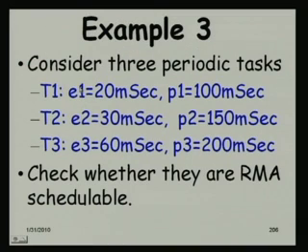Let us take an example. There are 3 tasks here: T1 has runtime 20 milliseconds and period 100 milliseconds, T2 has runtime 30 milliseconds and period 150, and T3 has runtime 60 and period 200. Now, check whether they are RMA schedulable. Please try it out. Use the completion time theorem to check whether these 3 tasks will be schedulable.